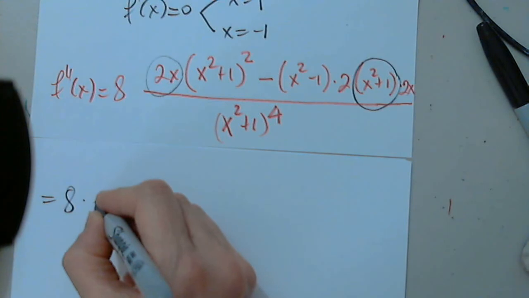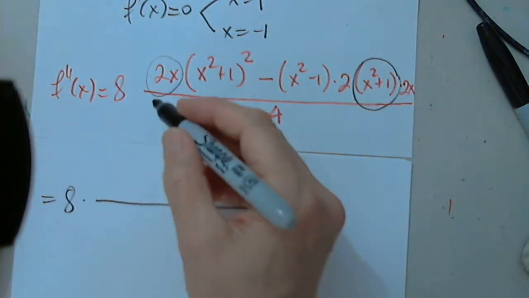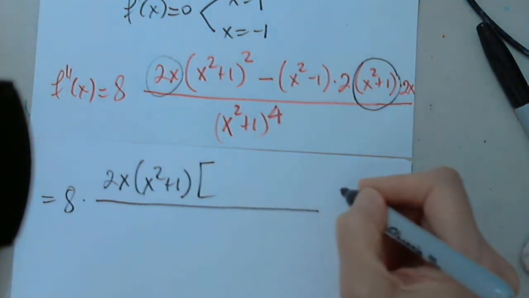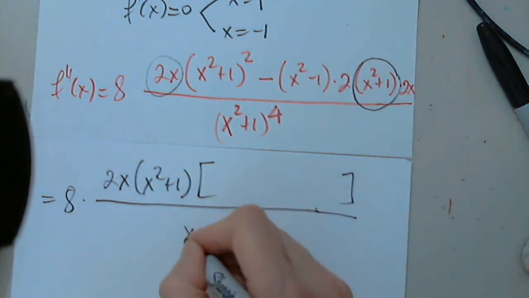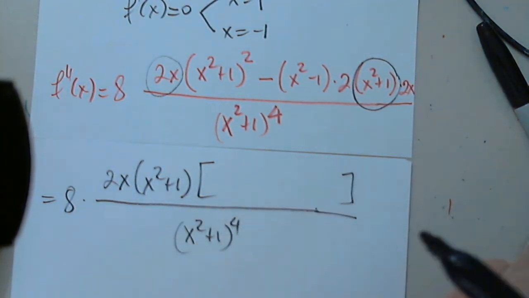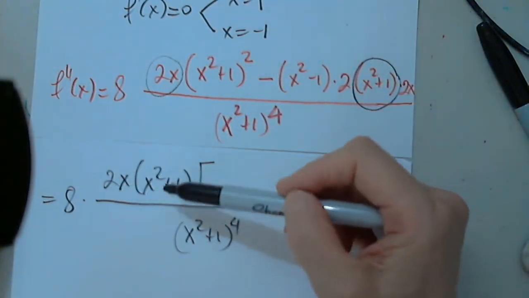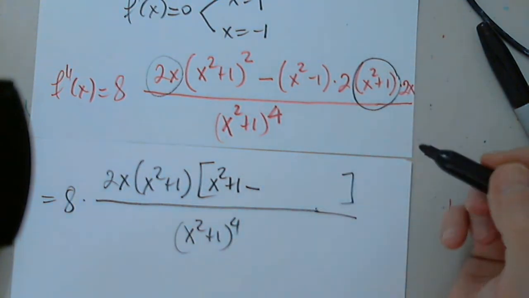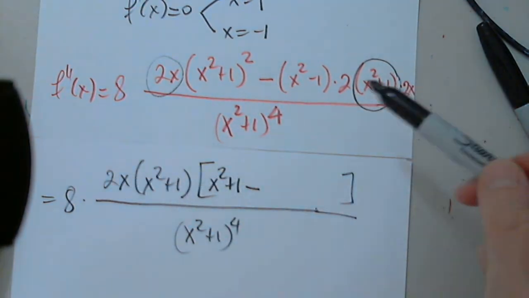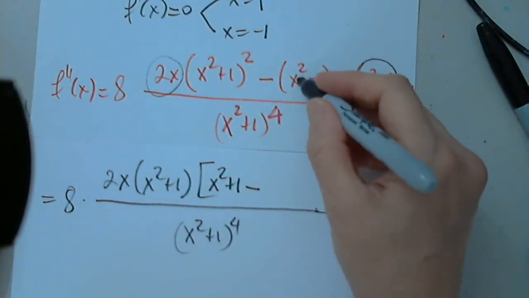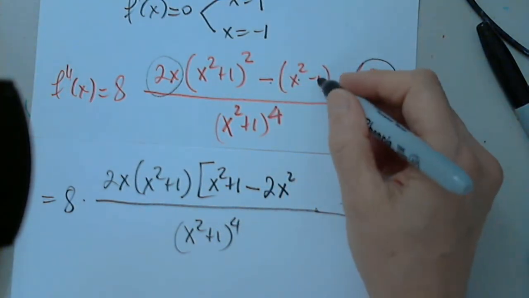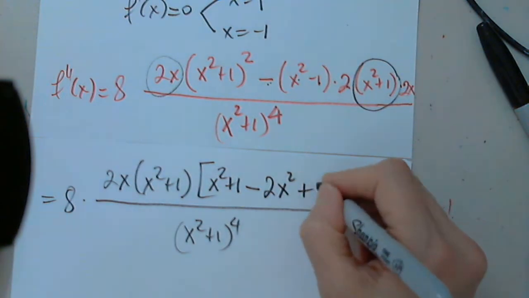8 stays outside, waiting patiently. 2x is out, x squared plus 1 is out, and let's see what else is left. 2x is out, one of these two is out, one is left. Minus. This is out, this is out. 2 times x squared with minus in front. 2 times negative 1 with minus in front.